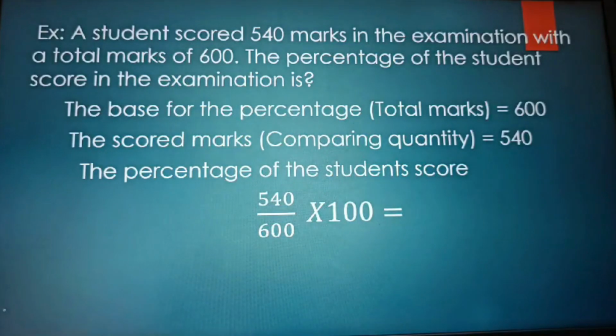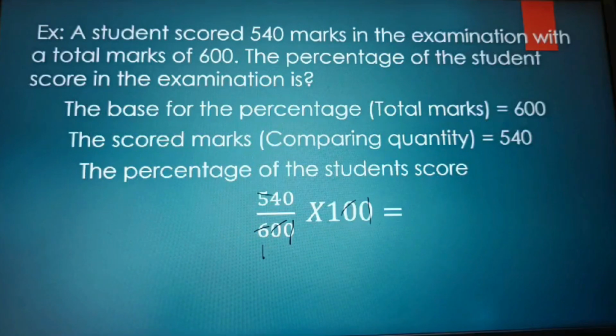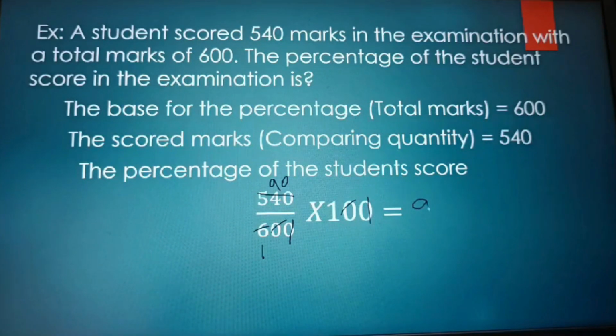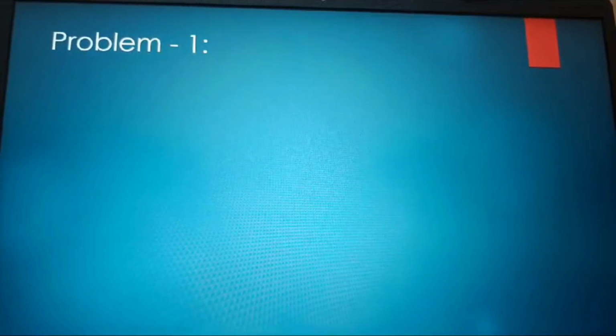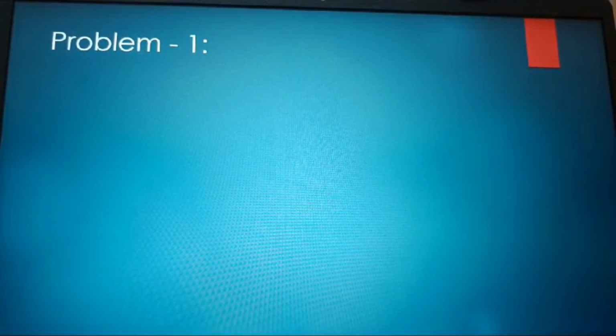Now the 0 and 0 cancel, and 0 and 0 cancel. 6 ones are 6, 6 nines are 54, and 0. So 90 into 1 is 90, and it is the percentage. So the student's score in the examination is 90%. Now we start the problems in percentage from the very basic level.